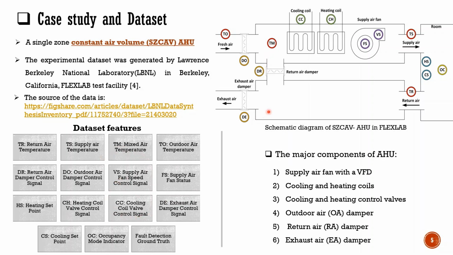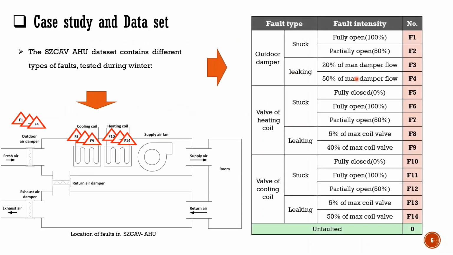Also, this diagram shows that each data attribute is related to which part of the system. The dataset contains different kinds of faults from F1 to F14, which are listed in these tables. Also, this diagram shows the location of the faults, which are the outdoor air damper, the valve of the heating, and the cooling coils. With this understanding of the data, now we move to the exploratory data analysis.